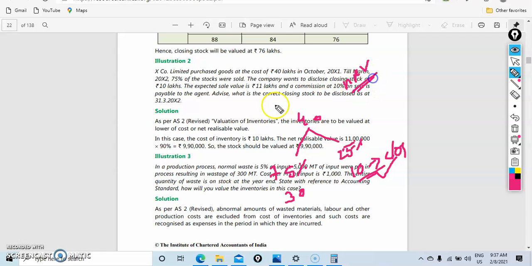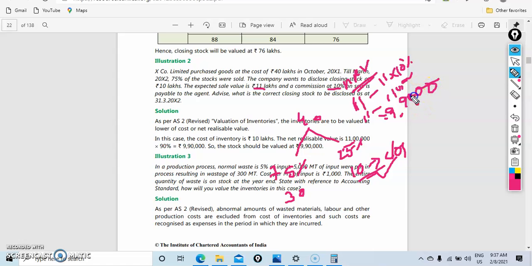For this, the expected sales value is given. Then any selling expenses, you have to minus. Selling expenses is 10%. 10% means 11 lakh into 10%, that is 1 lakh 10,000. So you will get 9 lakh 90,000. This is the NRV.